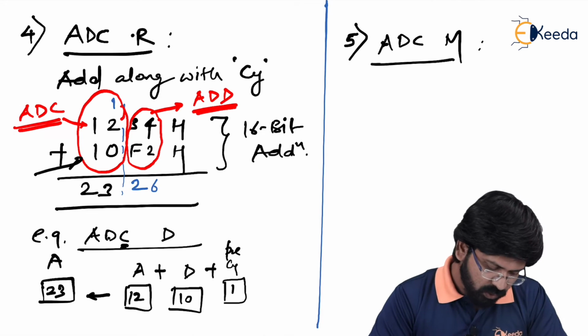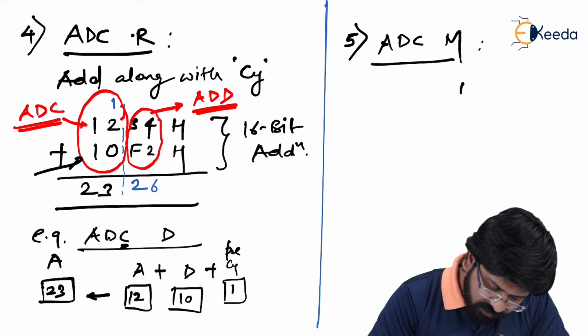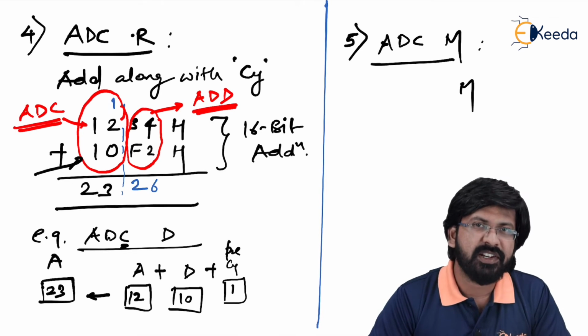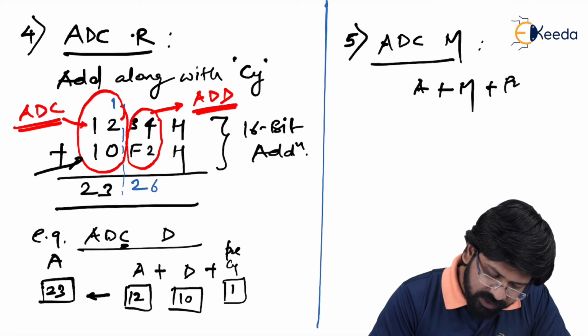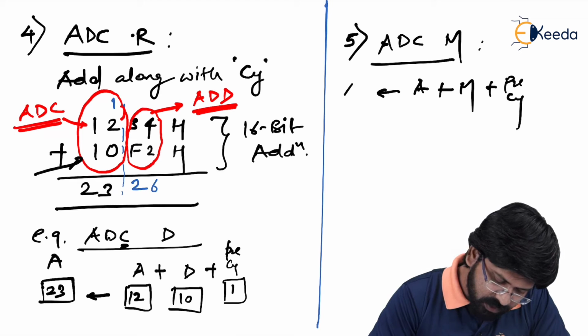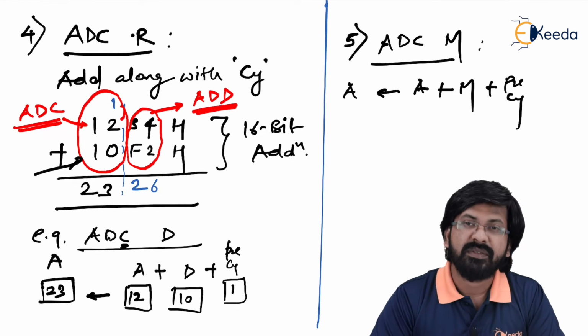ADC M. So just instead of R, now we have M. What it is going to do: content of memory, again as pointed by HL register pair, will by default add with A along with, of course, the previous carry, and the answer goes to A. So it is that simple an instruction, that is how it works.